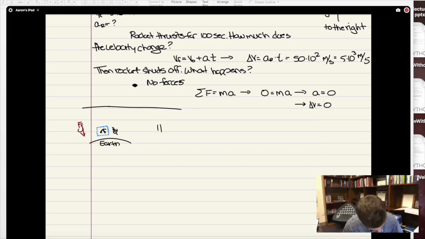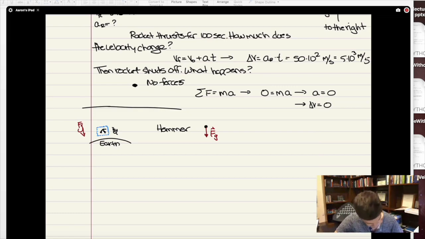Then if I wanted to go to a free body diagram, I have my hammer, which I represent as a dot. And then there seems to be only one force acting on the hammer, the force due to gravity. And it's pointing downwards towards the Earth.